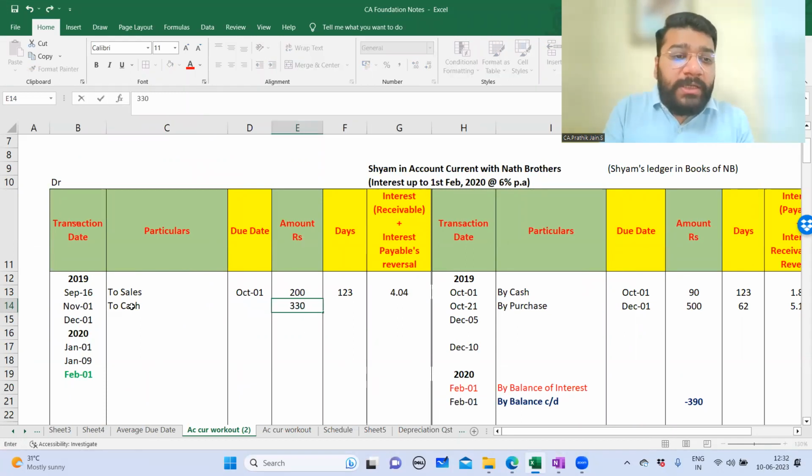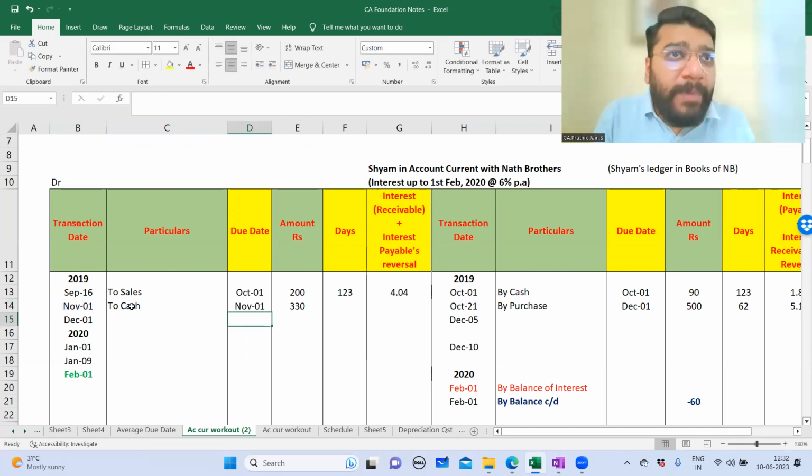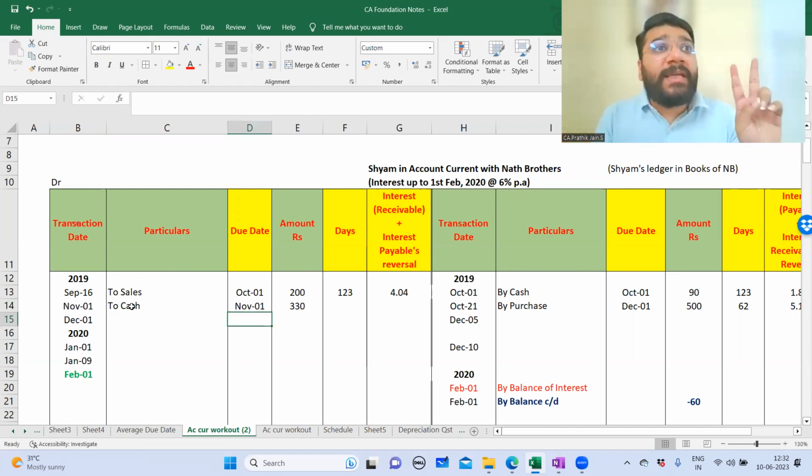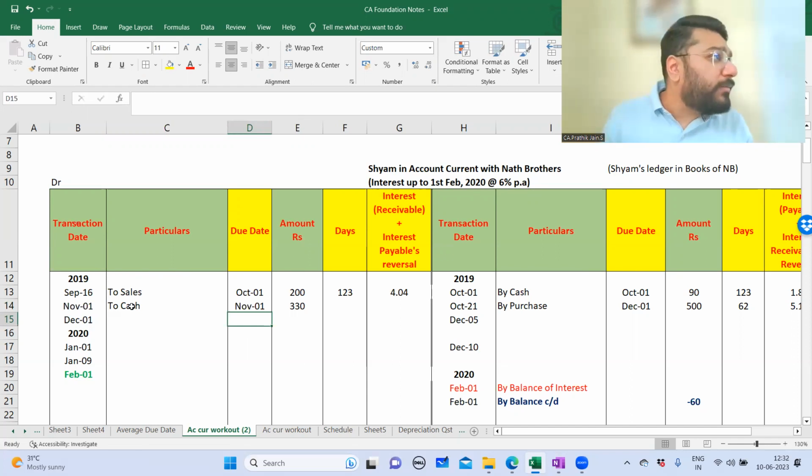330. What is the due date? Same, November 1, sir. For cash payment and cash receipt, whatever the transaction date is will be the due date. Only for purchase and sale transactions will the due date and transaction date be different. For cash payment and cash receipt, the due date and transaction date will be the same. Because for receipt and payment, do we have any due date? No.